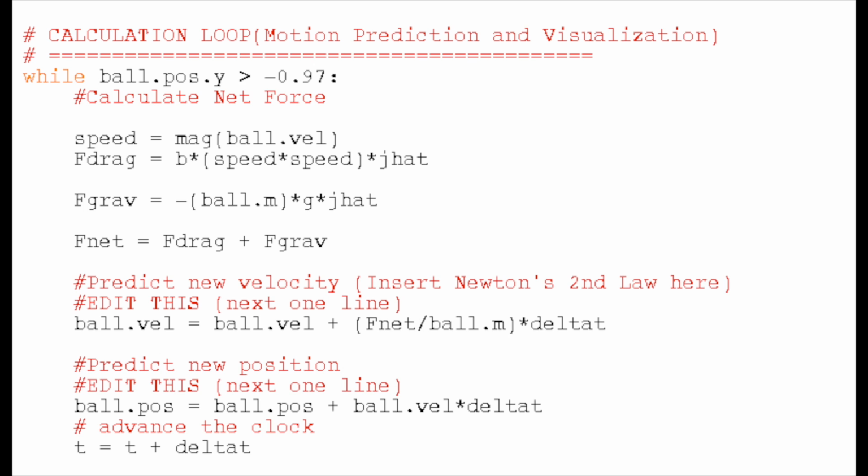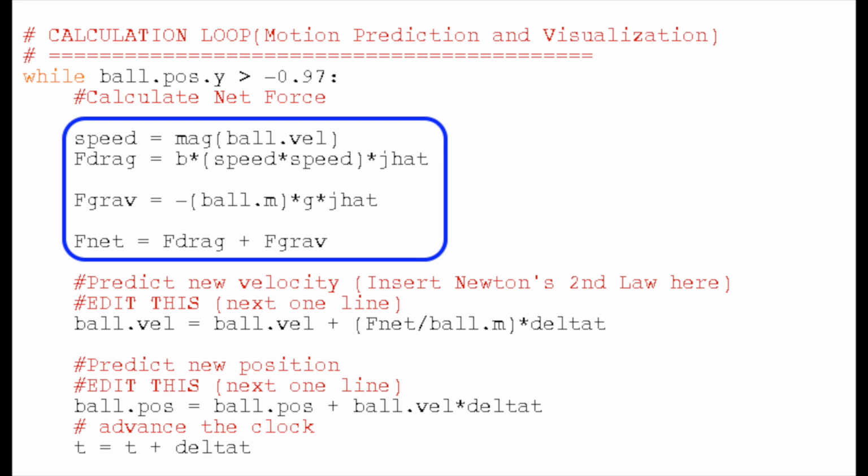To include drag in our code, we just need to alter the calculation loop. We will use the magnitude of the ball's velocity, or speed, squared times b, the proportionality constant, times the unit position vector j-hat to get a drag force. Now our new F-net will include the drag force and the gravitational force.